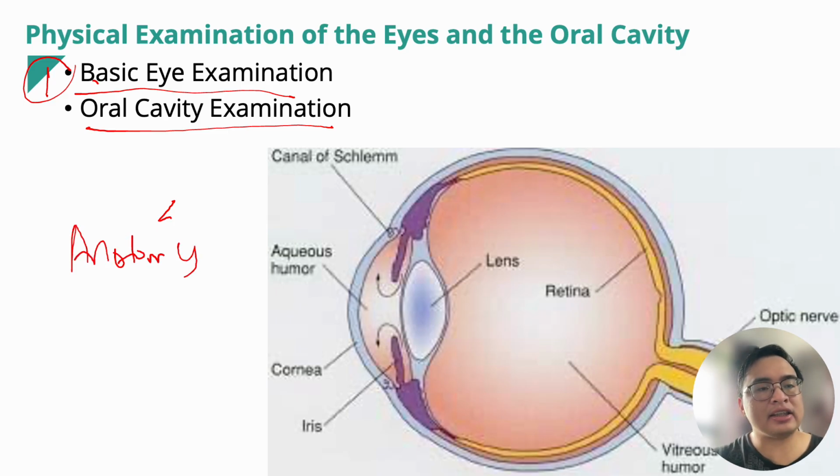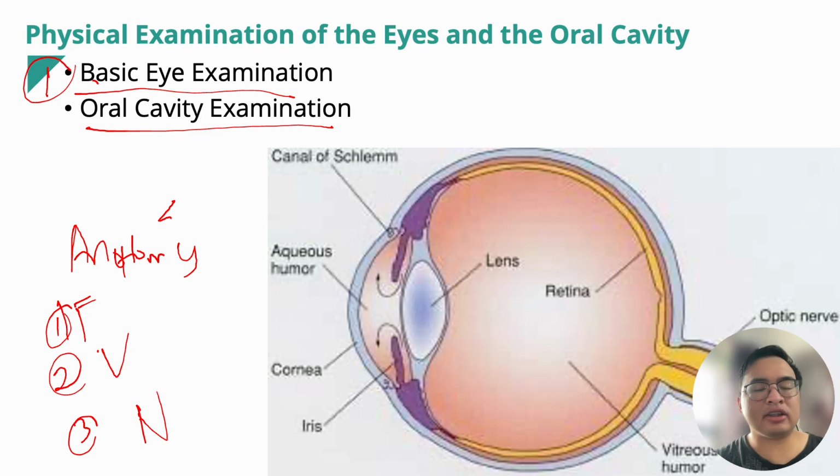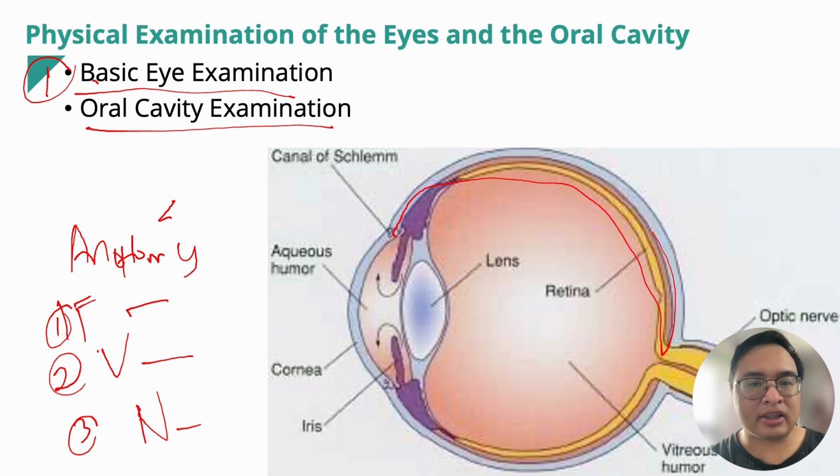So, the eye has three layers: the fibrous layer, the vascular layer, and the neural layer. It is also known as the fibrous tunic, vascular tunic, and neural tunic. For the outermost, remember that the eye is a globe. So it's like this. Okay? So the outermost layer is composed of the sclera. In Filipino, the puti ng mata.